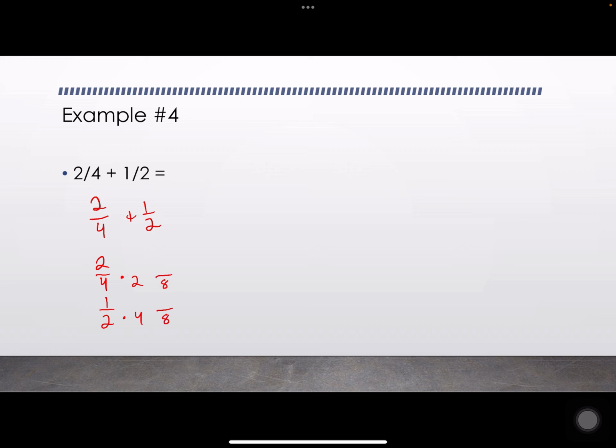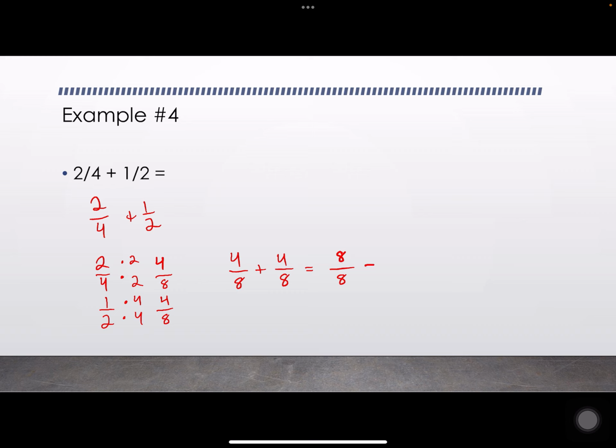Now using our golden rule to make sure we have not changed the value of our fractions, do the same thing to the top. We end up with 4/8 and 4/8. Now we perform the addition on only the numerators. It's a little bit easier to see when you put them side by side. We know our denominator is going to stay the same, and we add the numerators together to get 8/8.